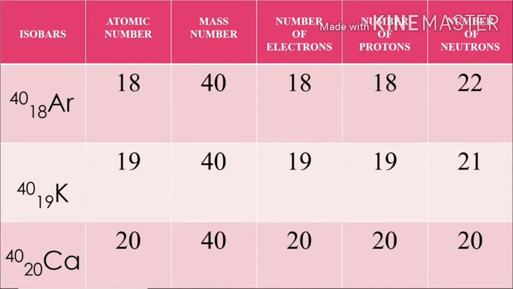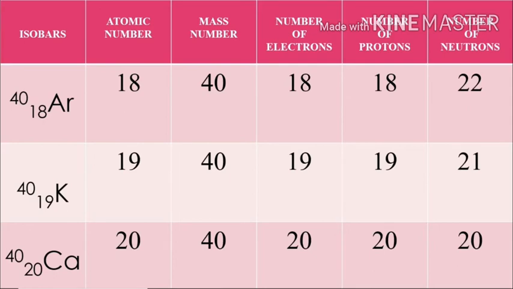Atomic numbers are 18, 19, 20. Mass numbers are 40 for all. The number of electrons will be the atomic number: 18, 19, 20. The number of protons is the atomic number: 18, 19, 20. But the number of neutrons will be mass number minus atomic number, that is 22 in argon's case. 40 minus 19 equals 21 in potassium's case. 40 minus 20 equals 20 in calcium's case.